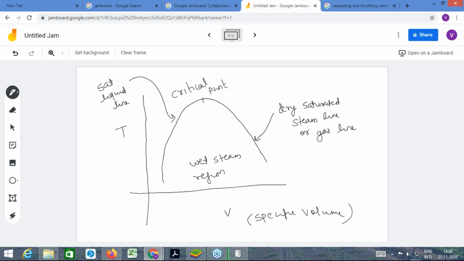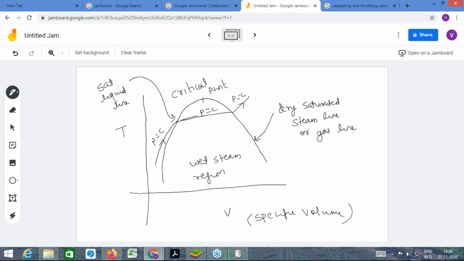Now suppose you talk about heating the water at constant pressure. Suppose this is a constant, sorry, this is horizontal. So suppose this is a constant pressure heating line. Constant pressure heating line.